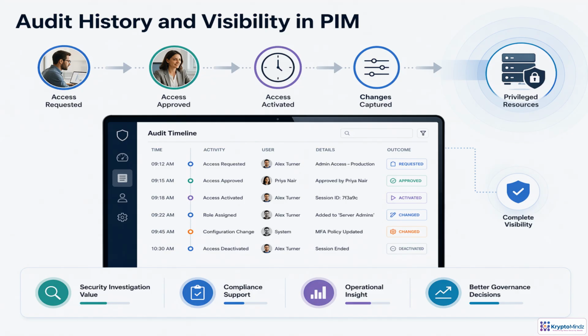The same evidence supports compliance reviews and internal audits. Over time, these records can also reveal patterns, such as repeated activations, unused roles, or privileges that should be reduced.